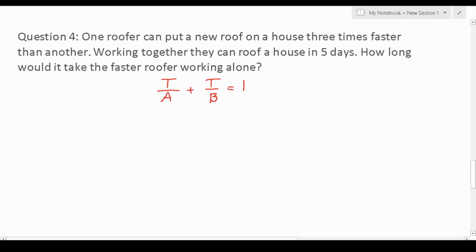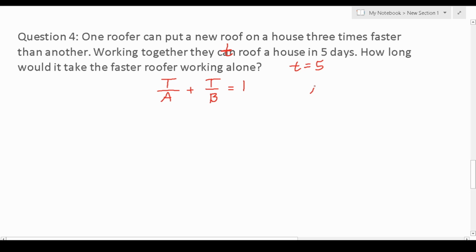In this case, let's look at the word problem to see what we're given. Right away, I can see that working together, they can roof the house in 5 days. So that's going to be our t. In other words, we know t is going to be 5 in this equation. That said, we're not given A and B as we were in the other practice problems in this video.